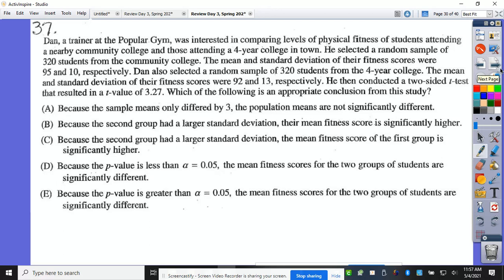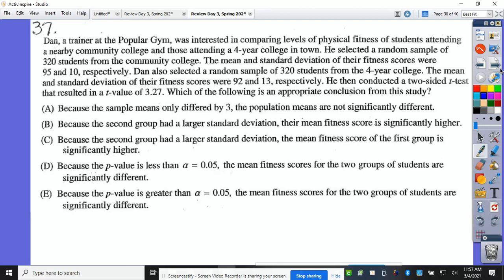All right, number 37. I wrote a lot when I started reading through this one the first time. So Dan, a trainer at the popular gym, was interested in comparing levels of physical fitness of students attending a nearby community college and those attending a four-year college in town. He selected a random sample of 320 students from the community college.